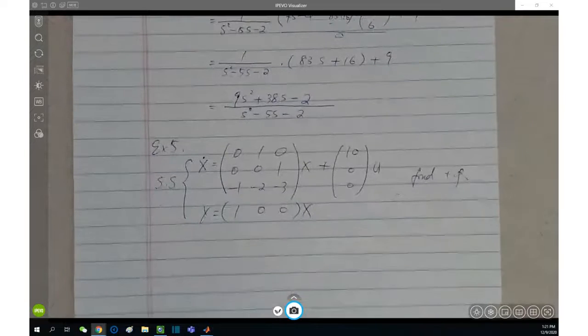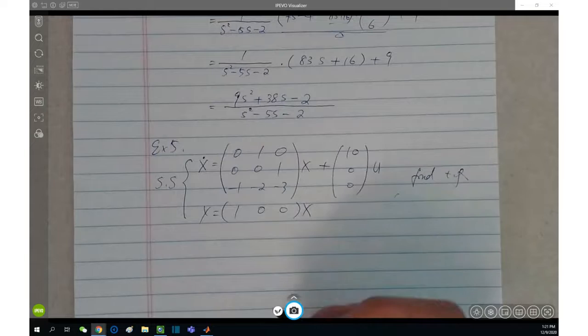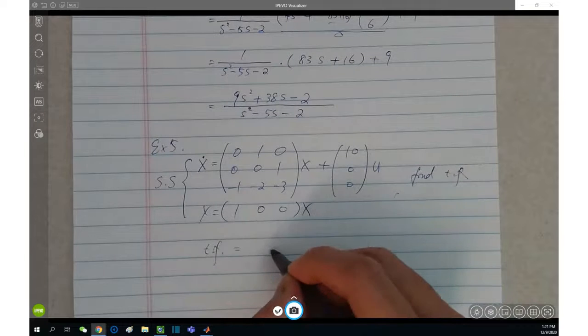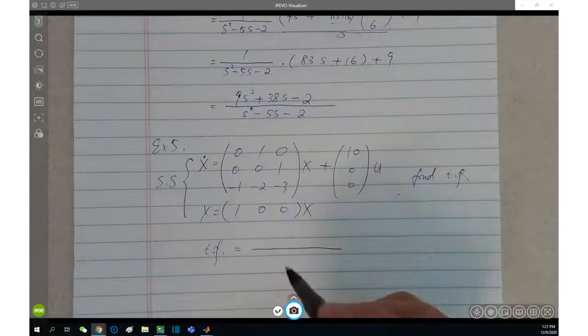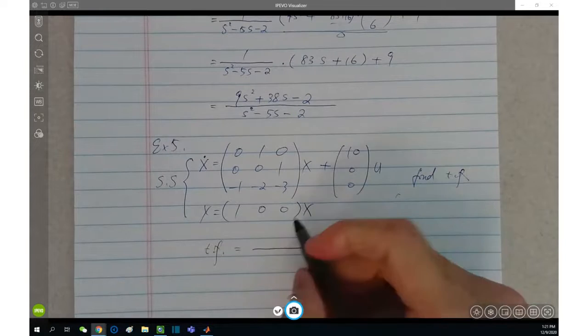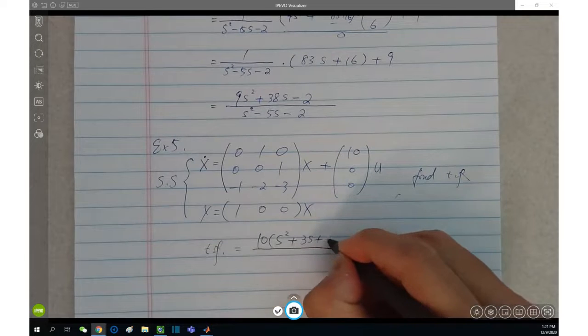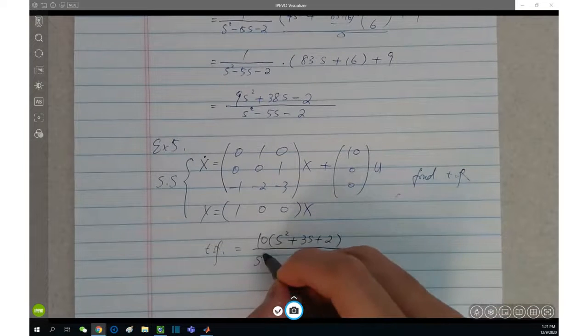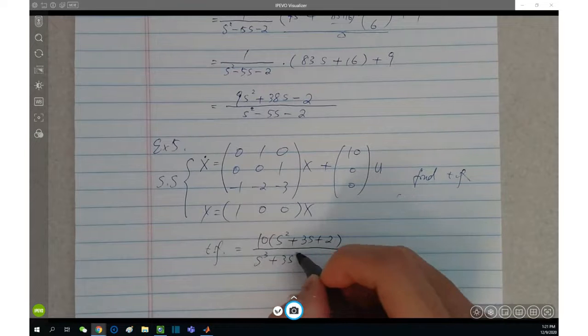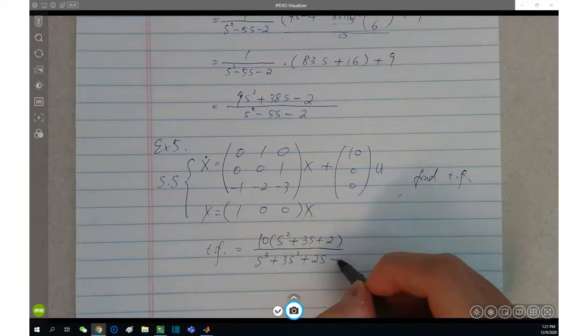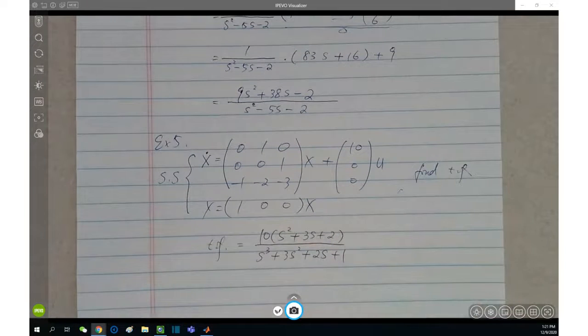And the solution I'm giving you is that the transfer function is also a ratio, of course, equal to 10 times s squared plus 3s plus 2, over the denominator s cubed plus 3s squared plus 2s plus 1. Okay, this is the correct solution. And then you can do the calculation yourself. Try to reach the same answer, which means you're okay with it.